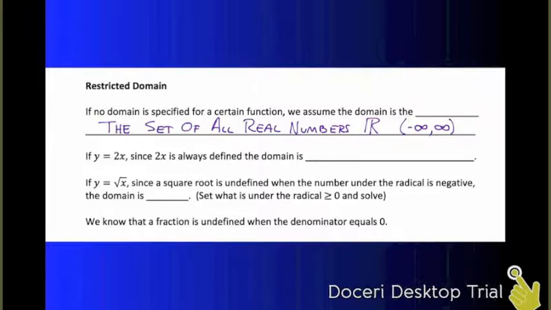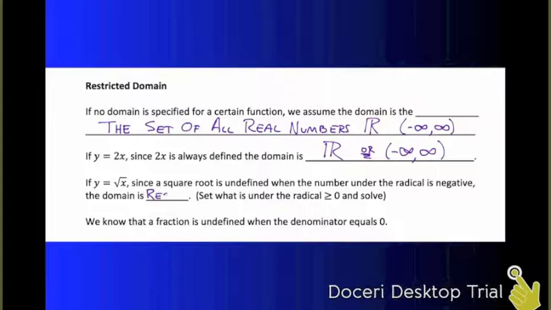If y equals 2x, since 2x is always defined, the domain is all real numbers. So you can write this, or you can write -infinity to positive infinity. Both of those are okay. Now, when you get into a little more complicated things like y equals the square root of x, since a square root is undefined when the number under the radical is negative, the domain is what we call restricted.